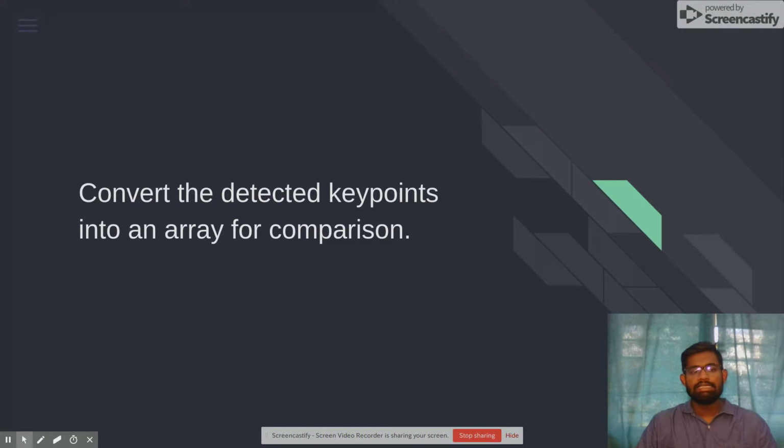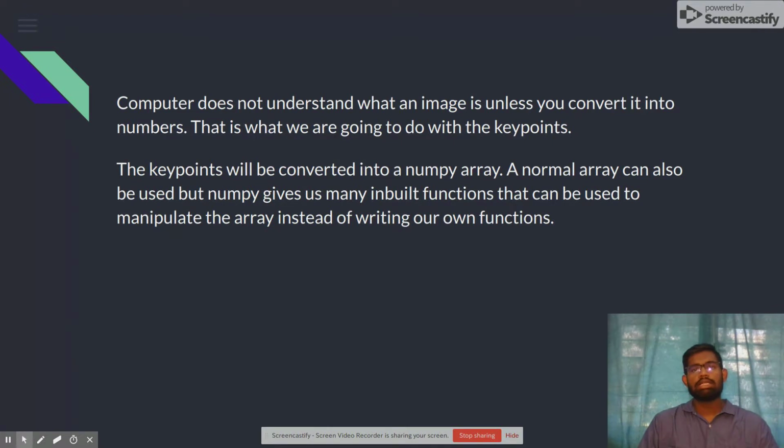The second step is to convert the detected key points into an array for comparison. We know that computers can't understand what an image is, they can only understand numbers. So this is what we do to convert the key points into numbers so that the computer can understand them. We use a numpy array instead of a normal array because numpy has many inbuilt functions, so we don't have to write our own functions.